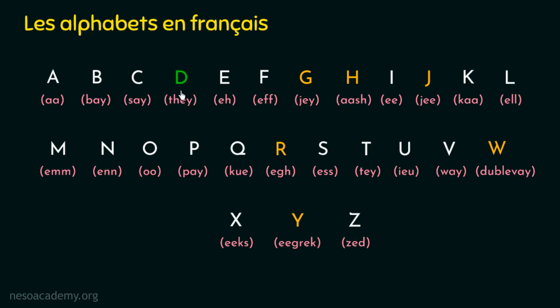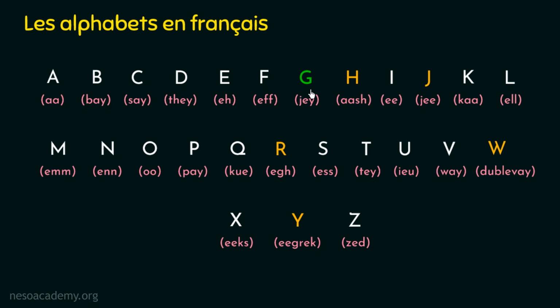Now let's move on to the fourth alphabet. In French, it is pronounced as D. D. Alright. Now let's move on to the fifth alphabet. In French, it is pronounced as E. E. Alright. Now let's move on to the sixth alphabet. In French, it is pronounced as F. F. Alright.